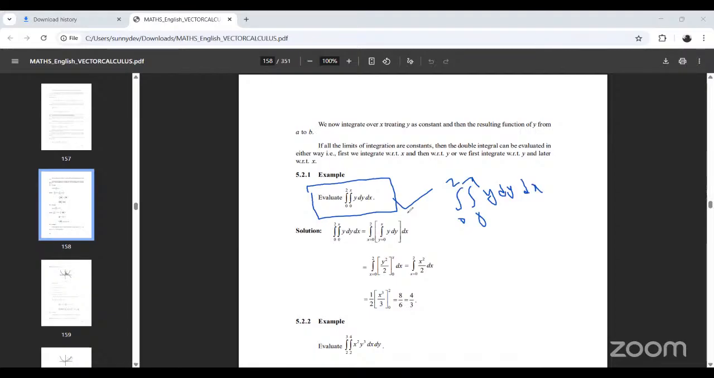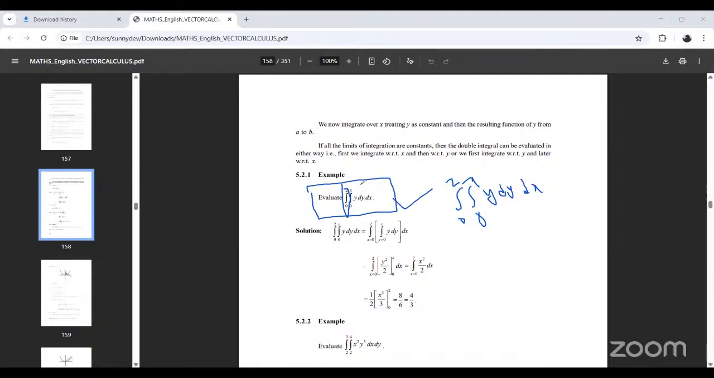Remember one thing: x limits are in terms of y. Here there is one numerical limit and one variable limit. The variable limit is 0 to x. Since x is the variable, it should be the y limit. Then automatically the remaining part, 0 to 2, is the x limits. Understood? So 0 to 2 and 0 to x, y dy dx.